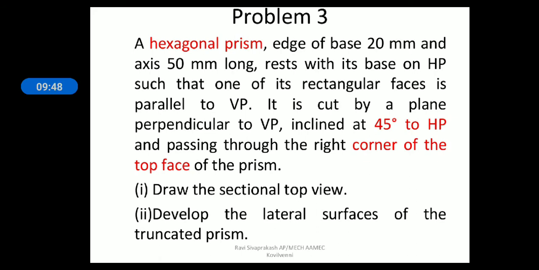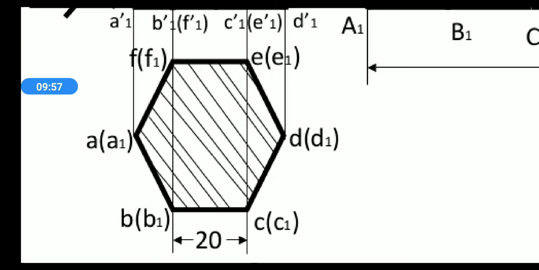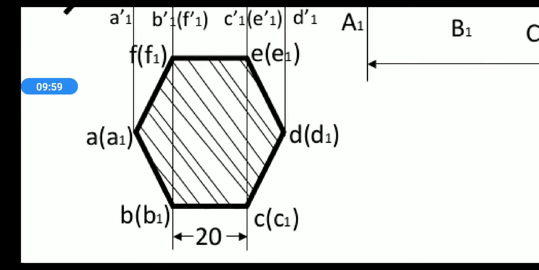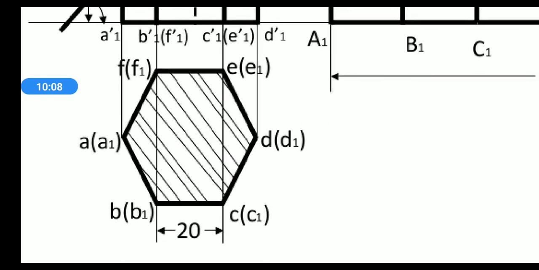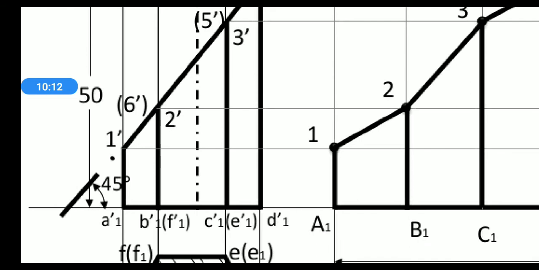Okay, let us look at the solution. As it is resting on HP, we have to draw the hexagonal prism with side 20 mm. See, this is the hexagonal base. As it is a prism, first we have to mention A, B, C, D on the front side and A1, B1, C1, D1 on the back side. And if you project upwards with the axis 50 mm, it is shown like this.